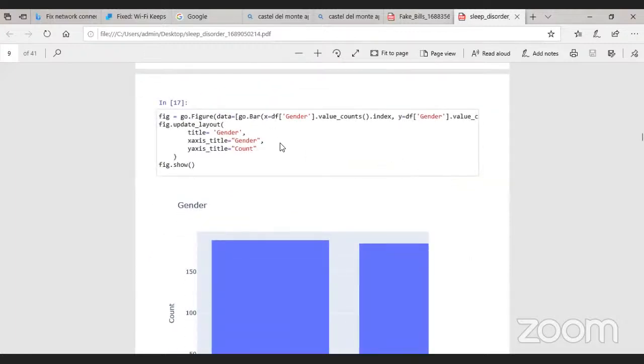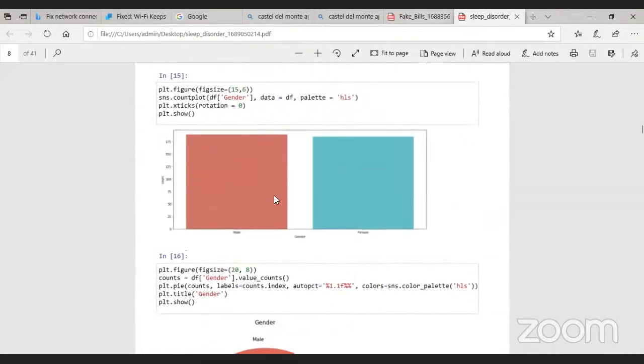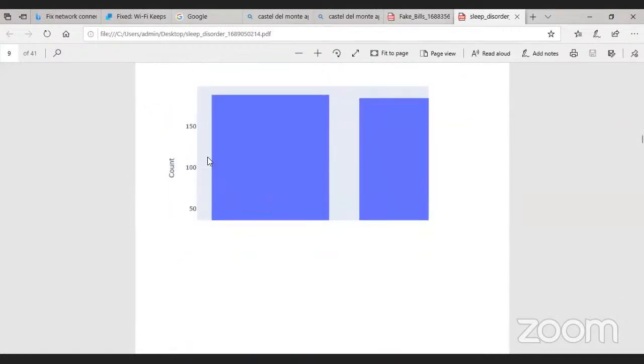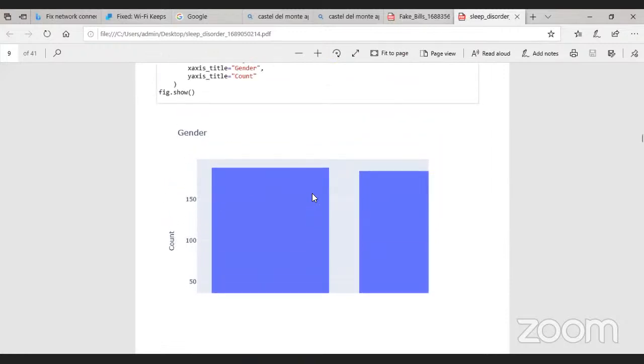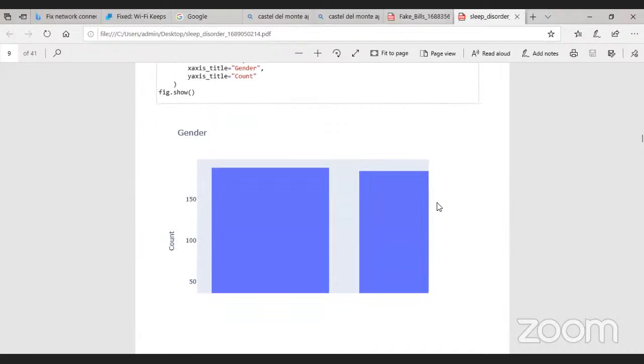Then I will create another graph, a gender bar graph, and put the count. Here the count was available, but I did not take the entire scale into consideration. Now I'm taking a somewhat smaller scale and trying to understand the gender data available and how it goes as per the scale.